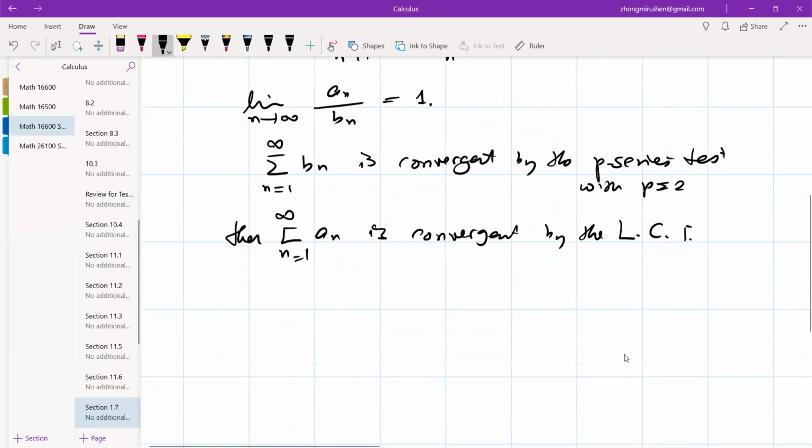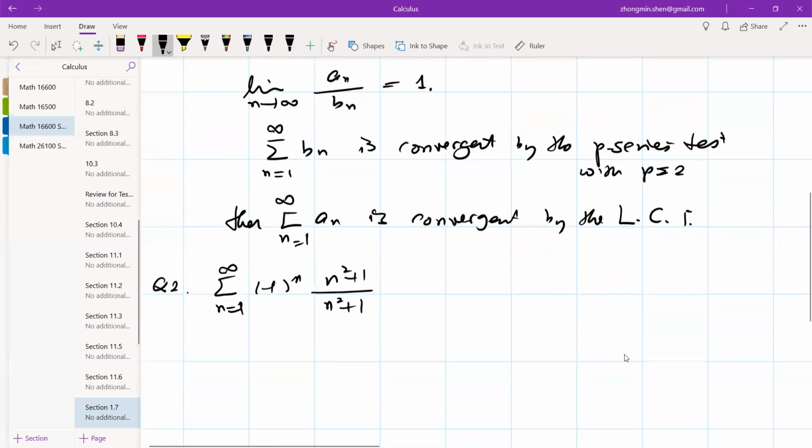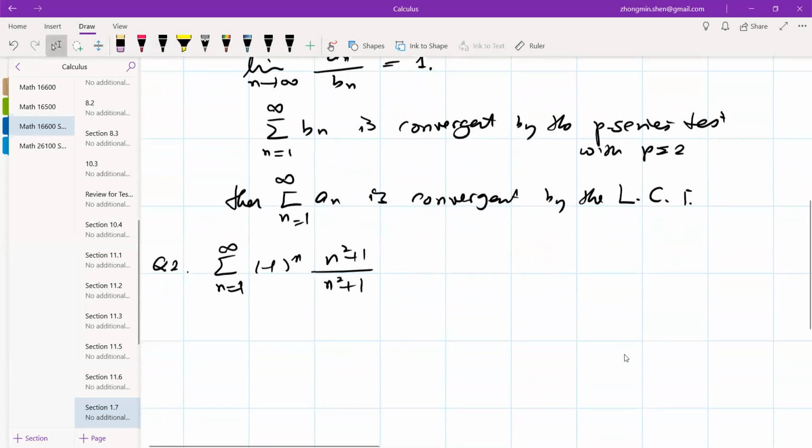The second problem I want to discuss is this one. This is an alternating series. But before you apply the alternating series test to prove it's convergent (you cannot use the alternating series test to prove it's divergent), you should first make a simple observation: does the nth term converge to 0 or not?